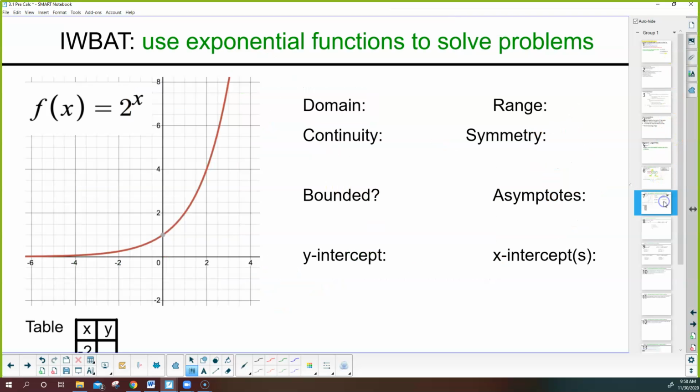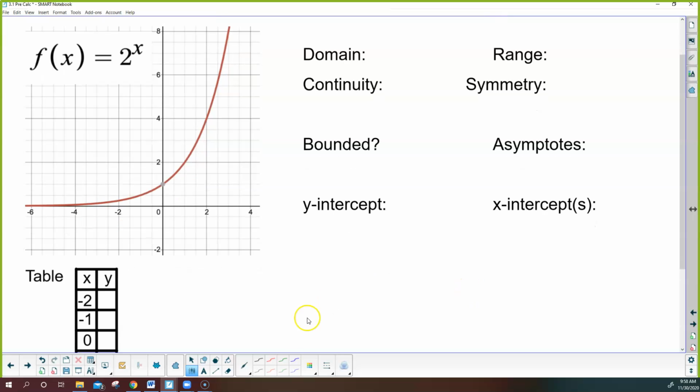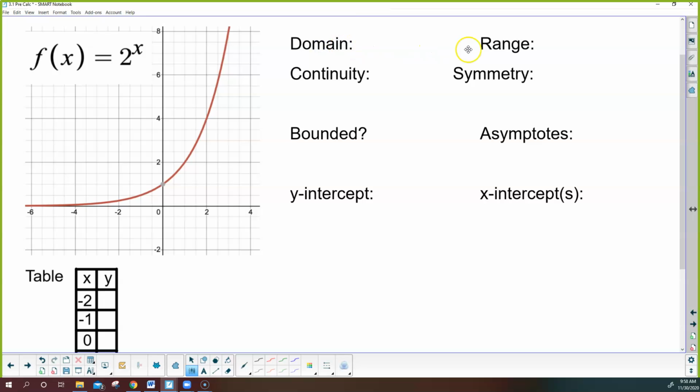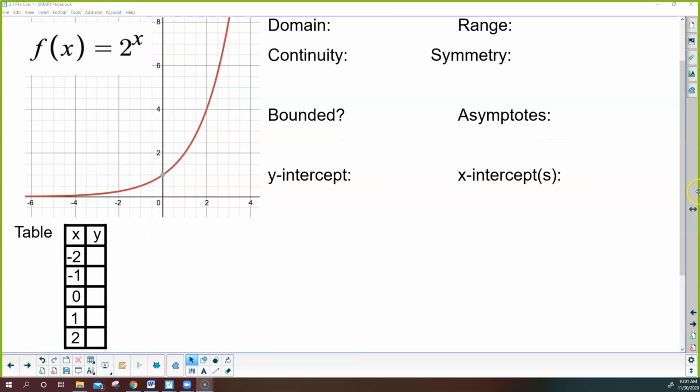Okay, I do want you to write this slide down. I'm going to give you a second just to copy it, and then see if you can identify domain, range, continuity, symmetry, boundedness, and we actually already talked about the asymptotes. I just want you to take what we learned from last trimester and apply that to this graph of the function 2 to the power of x.